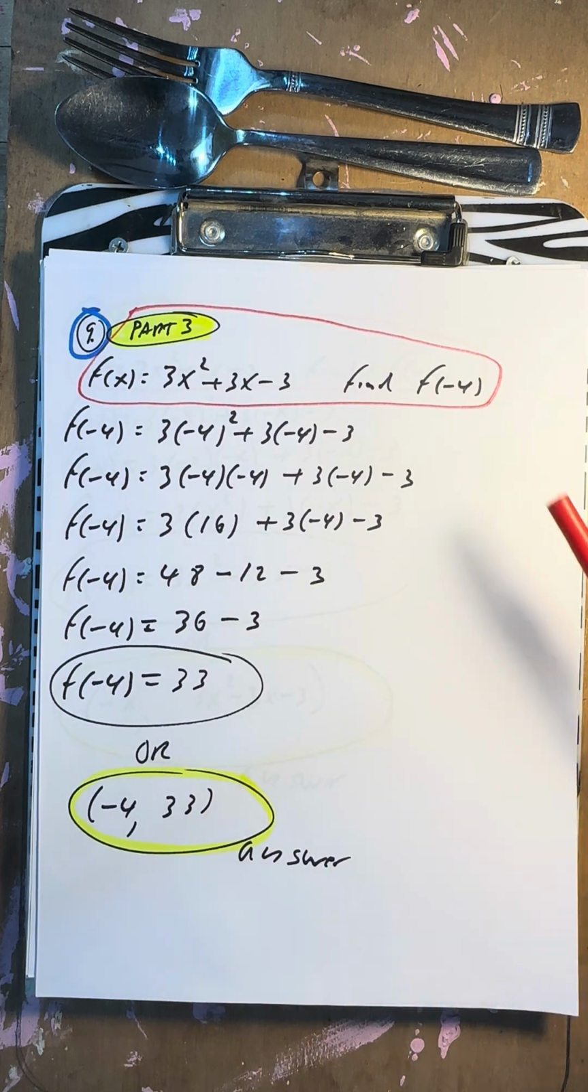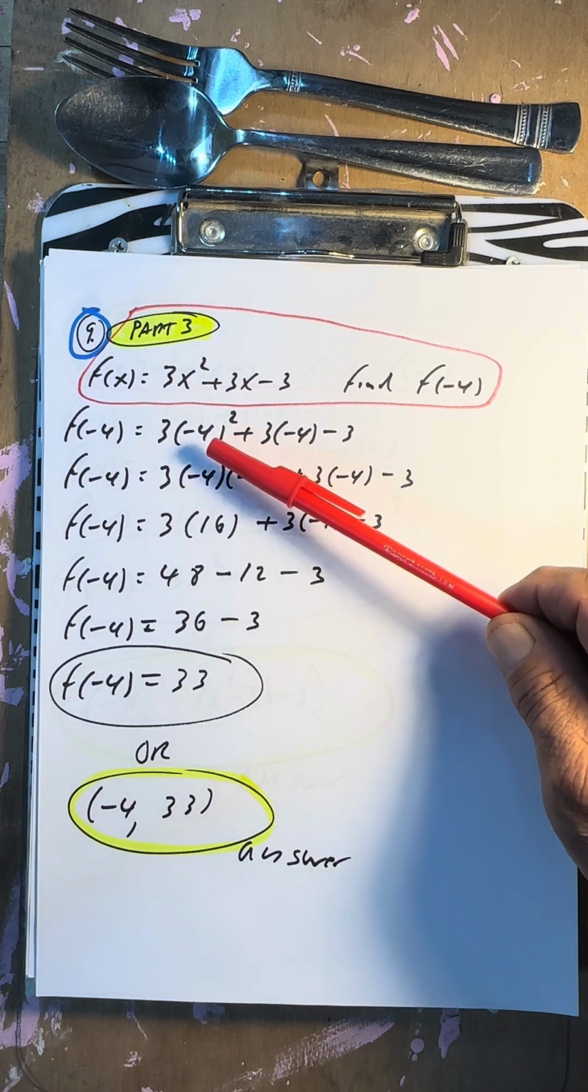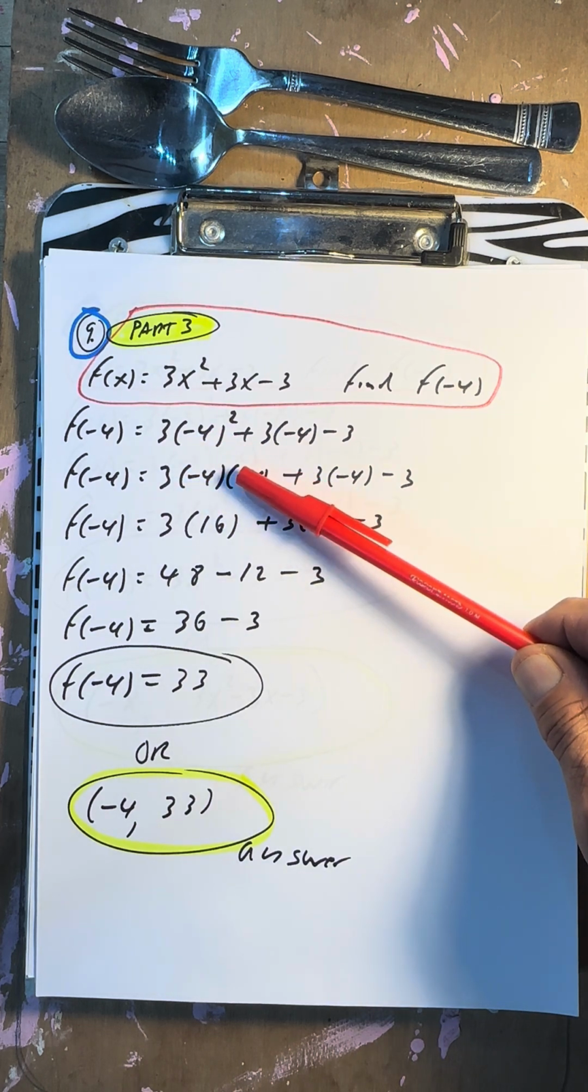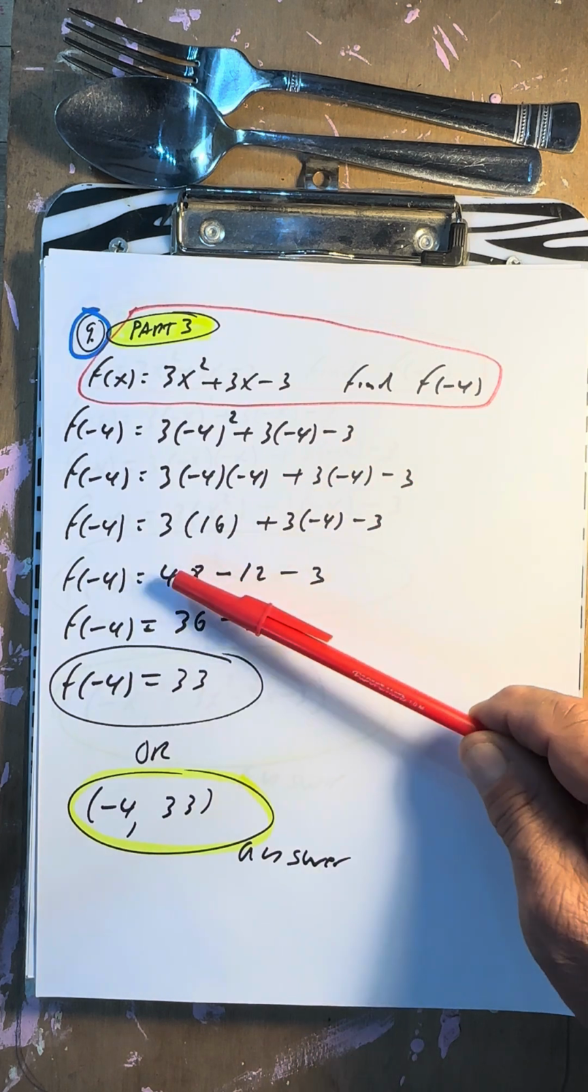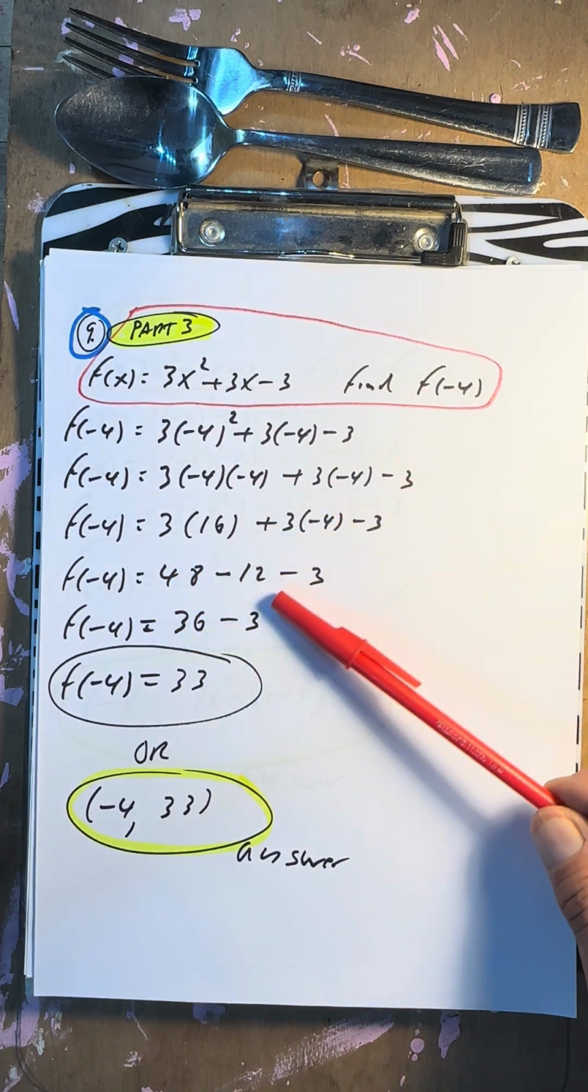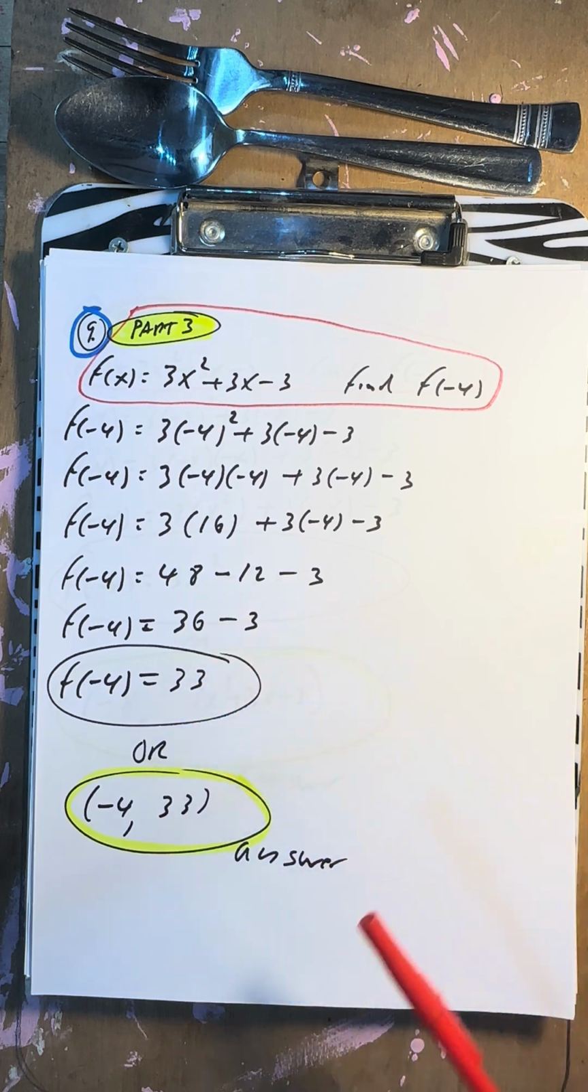This one. f of negative 4. Put it in there. Negative 4 squared. Negative 4 times negative 4 is 16. 16 times 3 is 48. That's going to be negative 12. 48 minus 12 is 36. Minus 3 is 33. So at negative 4, you get what? 33.